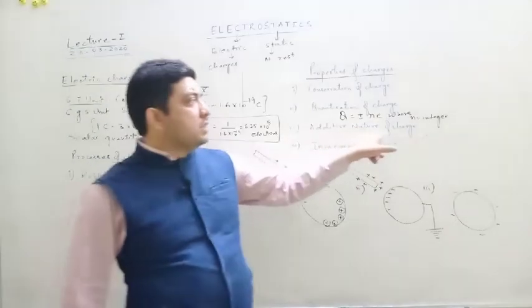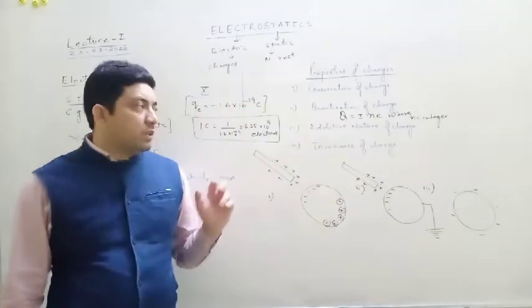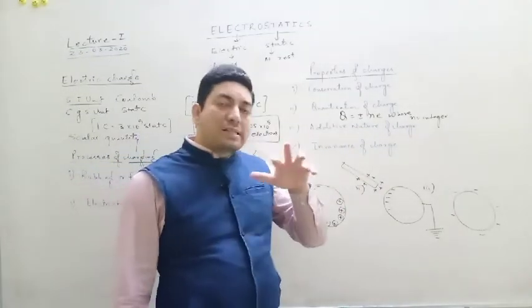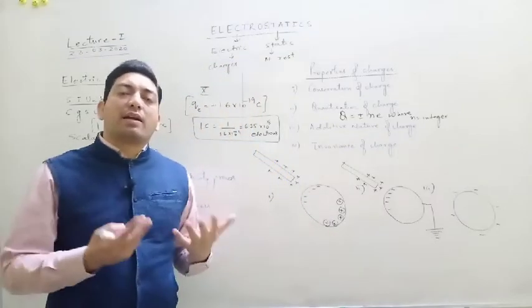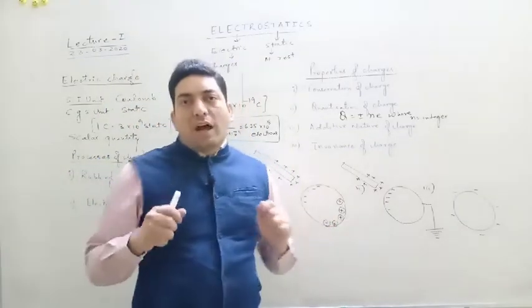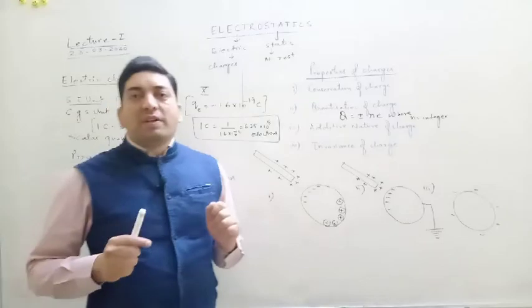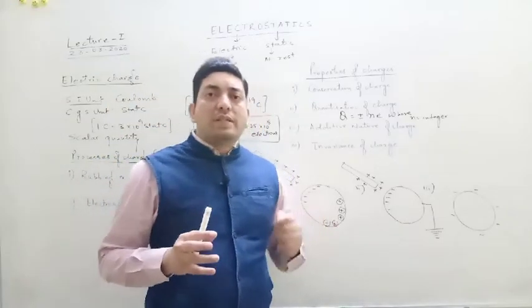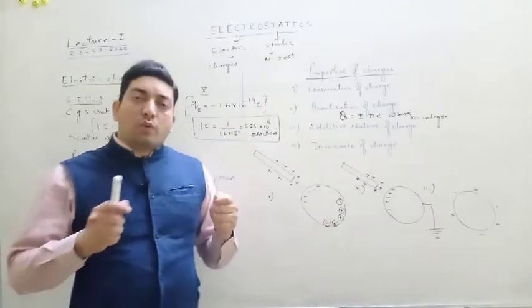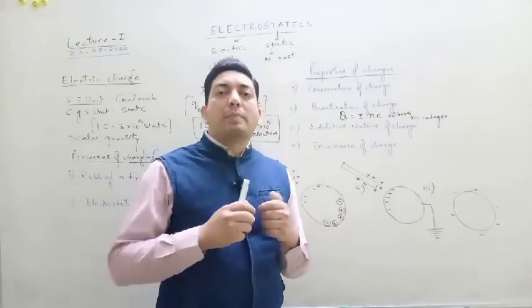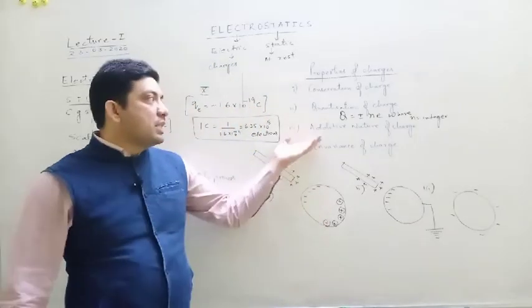The next property is called the additive nature of charge. According to the additive nature of charge, since charge is a scalar quantity, it can directly get added up. Suppose we have two bodies, one having a charge of minus 6 coulomb, the other having a charge of plus 4 coulomb. Once you add them together, it will be minus 2 coulomb, because it's a scalar quantity.